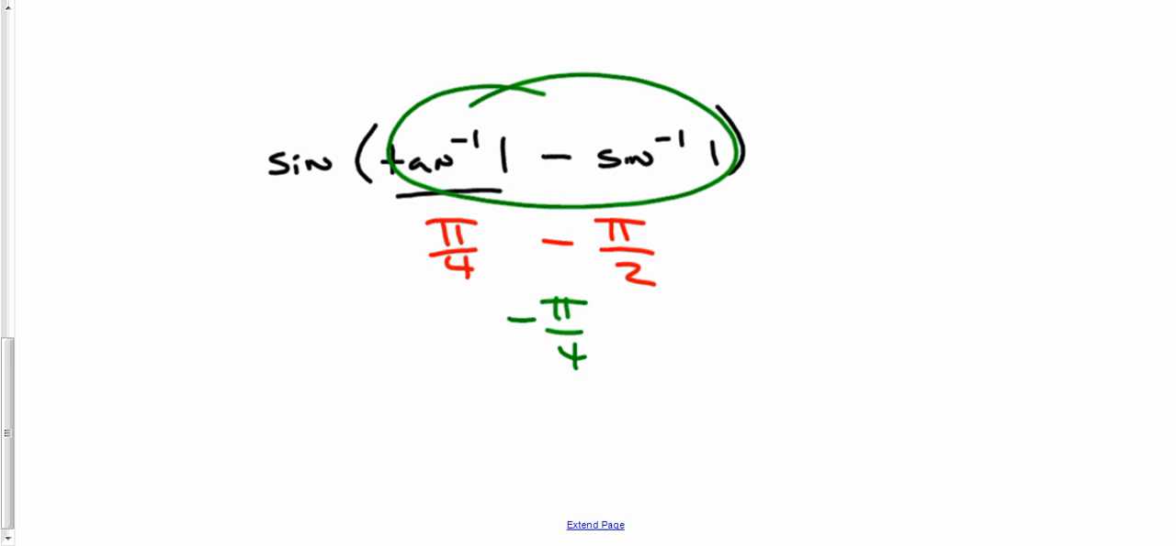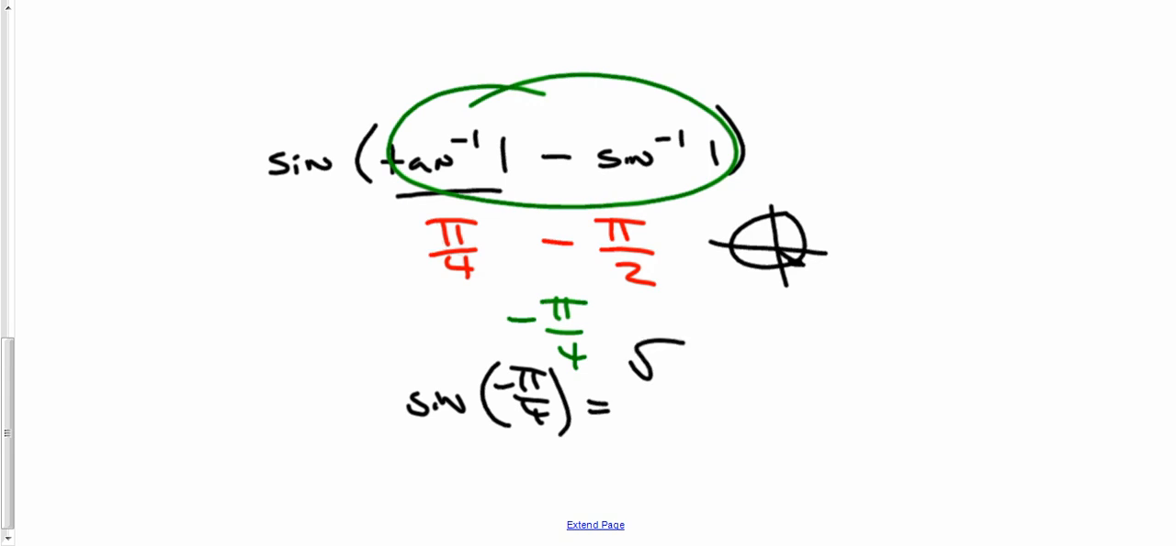So my question now becomes, what is the sine of negative pi over 4? Okay, so you do everything inside the parentheses first, and then do what's on the outside. So the answer to this then becomes, what's the sine of negative pi over 4? Right? We think about going down here, right there. It's going to be radical 2 over 2.